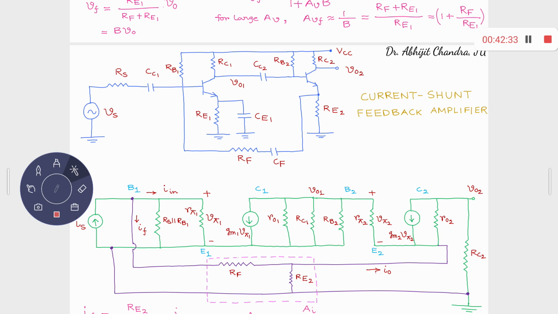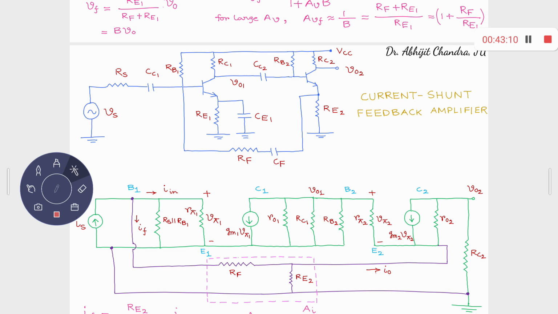What about E1? Is it an AC ground? Yes, it is, because you have this bypass capacitor present. So I can safely connect this RB1 between base 1 and emitter 1. That means RB1 is in parallel with Rπ1. You have gm1 vπ1 between C1 and E1. You have ro1 between C1 and E1. You have RC1 between C1 and AC ground. That means between C1 and E1, because E1 is at AC ground.